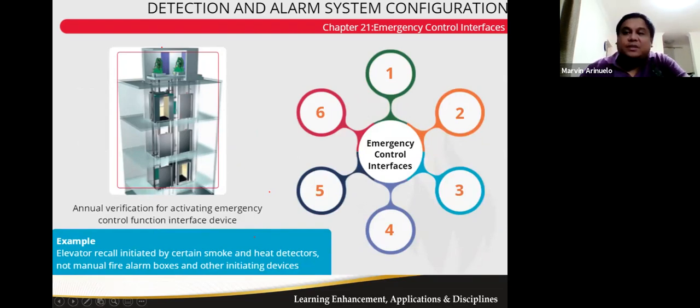Emergency control interface, and the code requires verification upon system acceptance and at least once a year. So meaning there should be an annual verification for activating emergency control function interface, because we want to make sure again that these devices are working according to the design functionality intended or use. Some examples: elevator recall initiated by certain smoke and heat detectors, not manual pull boxes and other initiating devices.